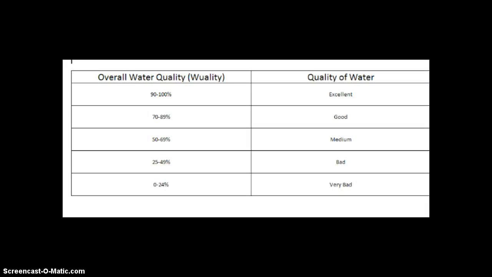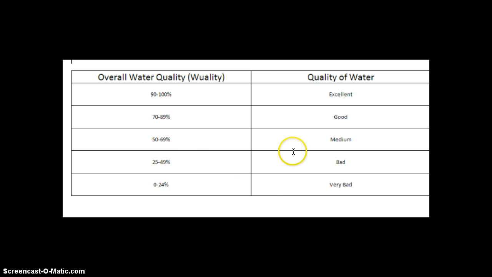So notice, just like grades on a test, once we come up with our values, this overall water quality, a clever way that some hydrologists call it is WQI. You won't hear me use that very often, if at all. Notice that it's just like an exam score: 90 to 100% is excellent water quality, 70 to 89%, notice this isn't exactly 89 to 80%, the 70 is good, then 50 to 69% is medium, 25 to 49% is bad, and 0 to 24% is very bad.